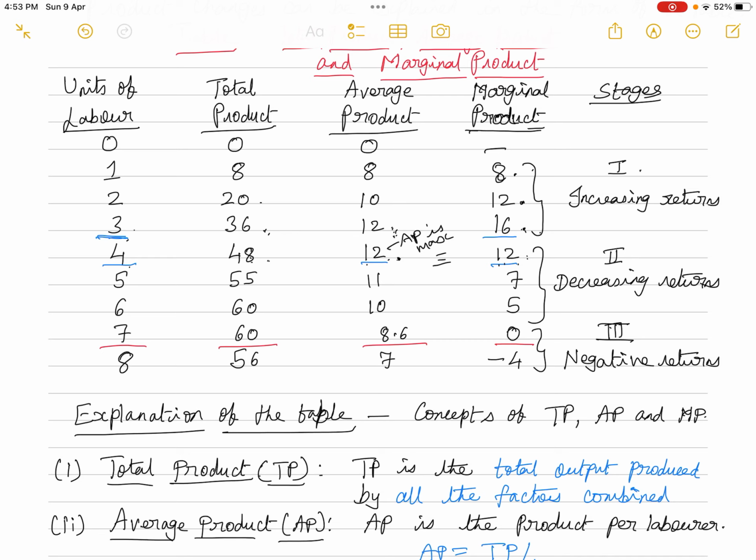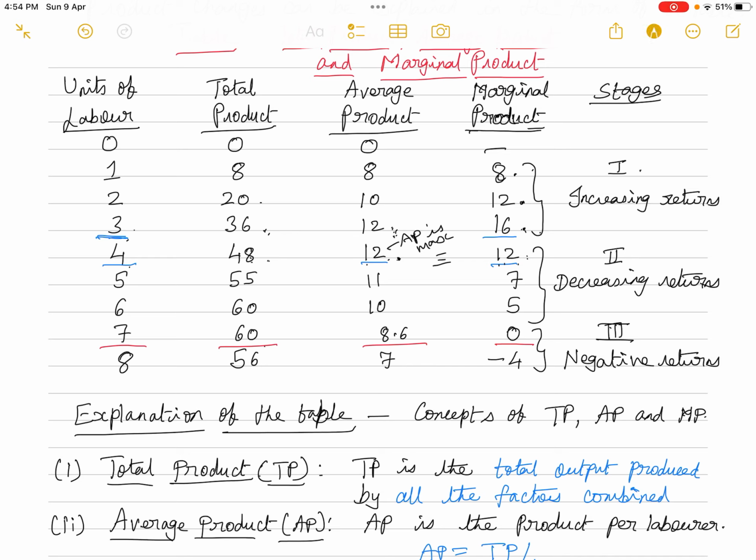So that is up to the 4th laborer. Once it reaches the maximum, what does it indicate? They will start decreasing. Once you reach the peak, you have to start declining, isn't it? So when the 5th laborer is employed, the total output of all the 5 laborers increases to 55. The average product, you can see, has declined to 11. 55 divided by 5, it has decreased to 11, and the marginal product, 55 minus 48, is 7.